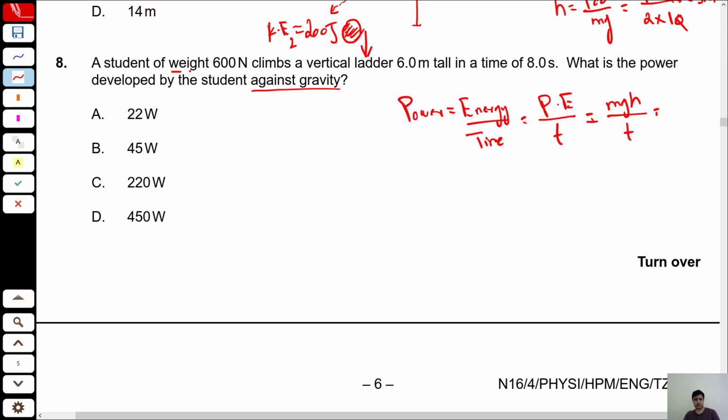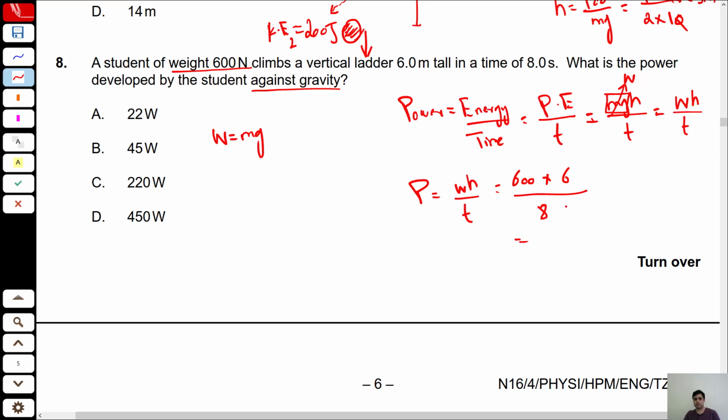Now we're not given the mass of the boy, but we're given the weight. The weight is equal to mg, so we can replace this mg by just the weight. Simplifying from the equation, we get Wh over t. So power equals Wh over t. Let's plug in the numbers here. Weight is 600 times height, which is 6, divided by time, which is 8.